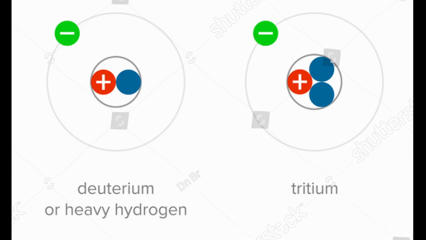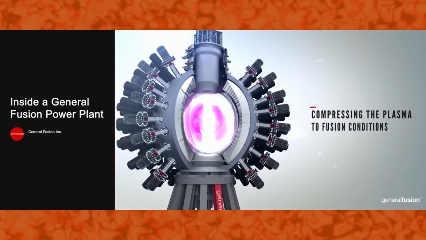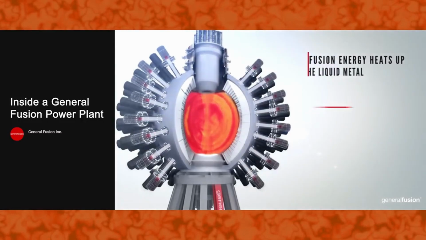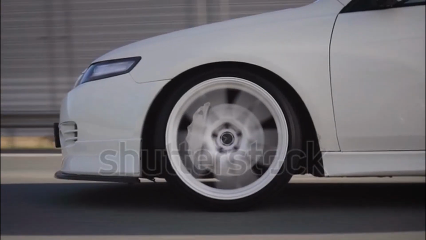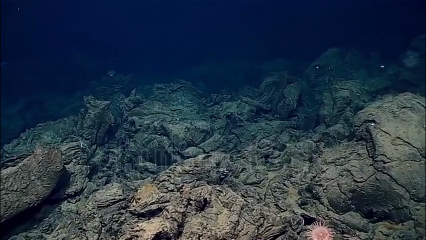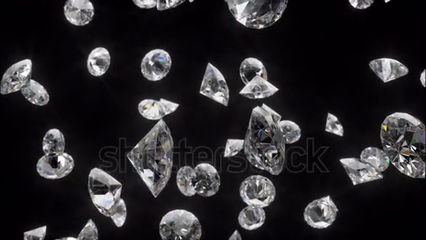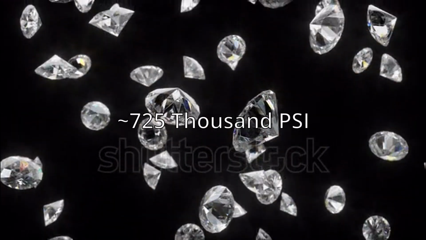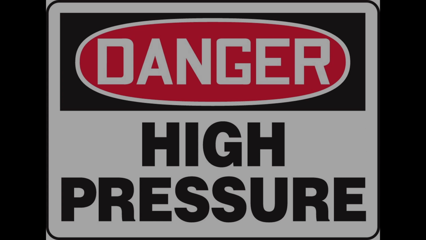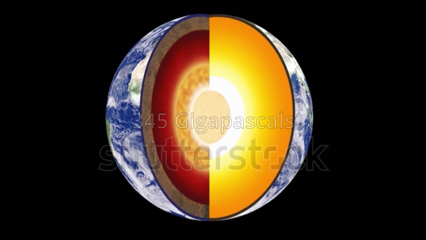There's excess mass, and that will become energy. The pressure is so immense when the hydrogen becomes plasma that it's almost incomprehensible. For reference, the average tire pressure is roughly 32 to 35 psi. The deepest part of the Mariana Trench exceeds 16,000 psi. To make genuine diamonds, you need around 725,000 psi. The pressure in one of these reactors can get up to 100 terapascals. That is roughly 14.5 billion psi. The core of the Earth itself averages at around 345 gigapascals, or 50 million psi.